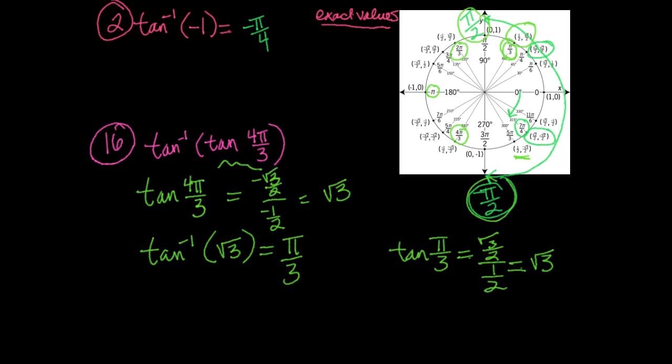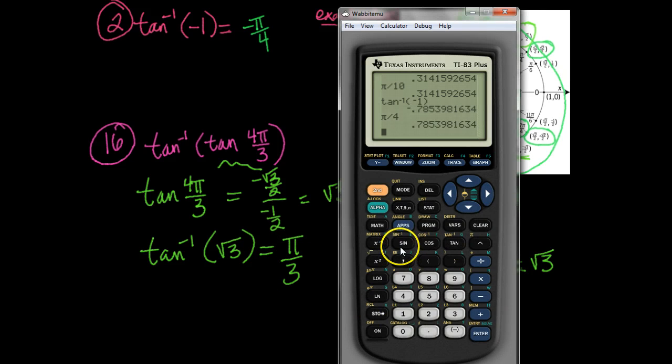And if we check this on our little calculators and we say, okay, tan inverse of tangent of 4 pi over 3. So 4 pi divided by 3, close parentheses, and we have 1.04. And if you just check pi divided by 3, you get 1.04.